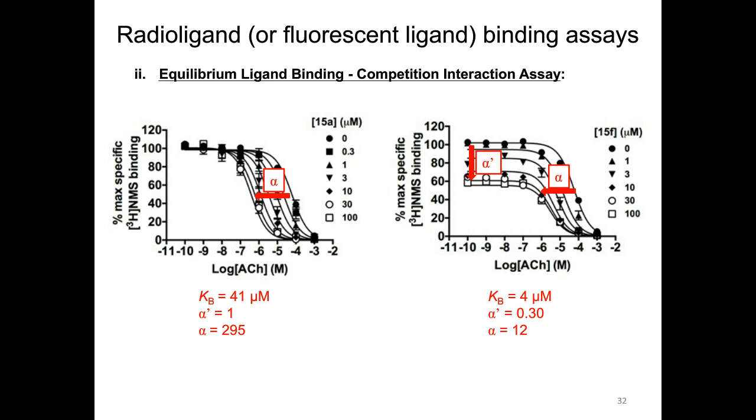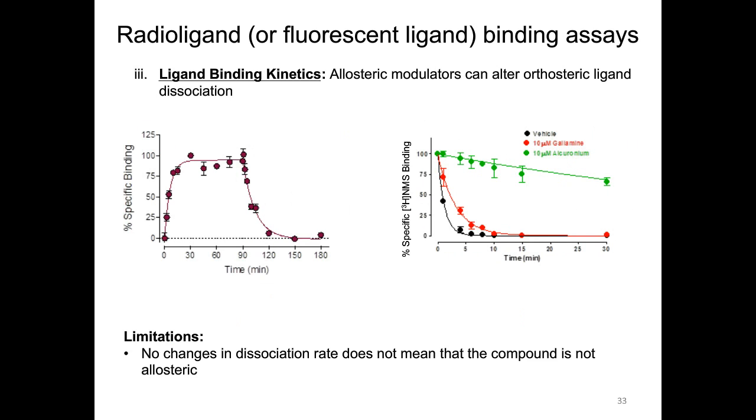And finally, another approach used to detect allostery is the dissociation of a labeled allosteric ligand in the presence or absence of an allosteric modulator. This approach assumes that the modulator, through the stabilization of a distinct conformation of the receptor, will alter the rate at which the allosteric ligand dissociates. And indeed, we can see here how two prototypical modulators of the muscarinic M2 acetylcholine receptor, alcuronium and gallamine, act to slow the dissociation rate of the allosteric antagonist NMS.